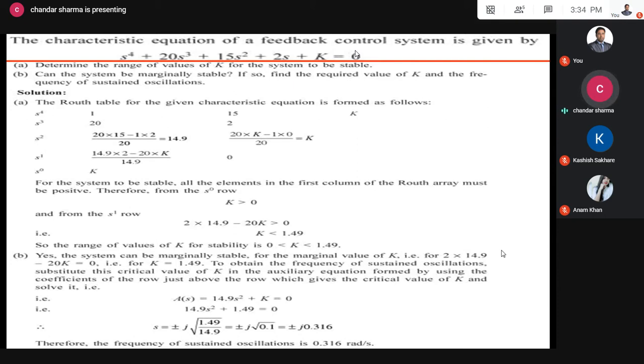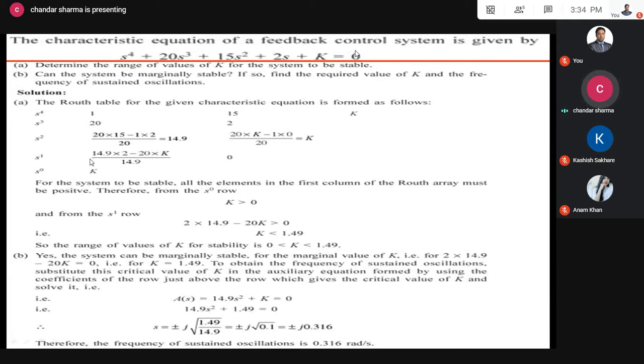The characteristic equation of a feedback control system is given by S^4 + 20 S^3 + 15 S^2 + 2S + K. The question asked is: determine the range of value of K for the system to be stable. Can the system be marginally stable? If so, find the required value of K and the frequency of sustained oscillation. You must have already done these numericals. If such a problem comes, we have to construct the Routh array. We have to make one row 0.